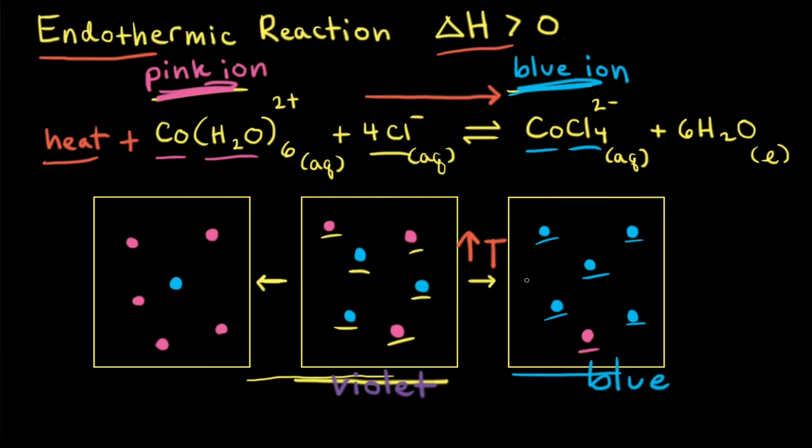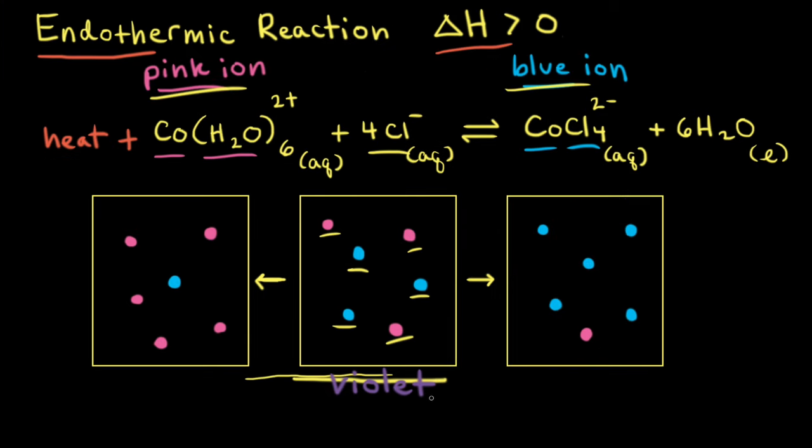If we think about this using Q, in general, for an endothermic reaction, an increase in temperature causes an increase in the equilibrium constant K. And if K increases, then the reaction quotient Q is less than K. And when Q is less than K, the net reaction goes to the right.